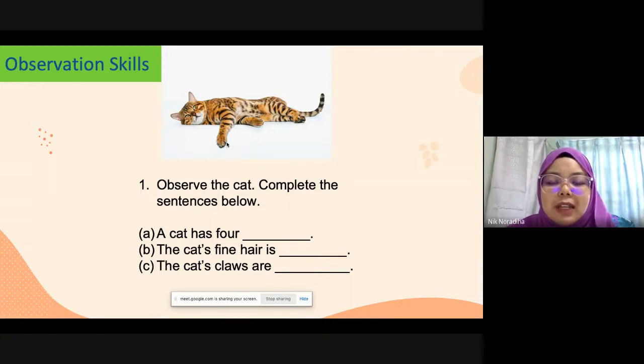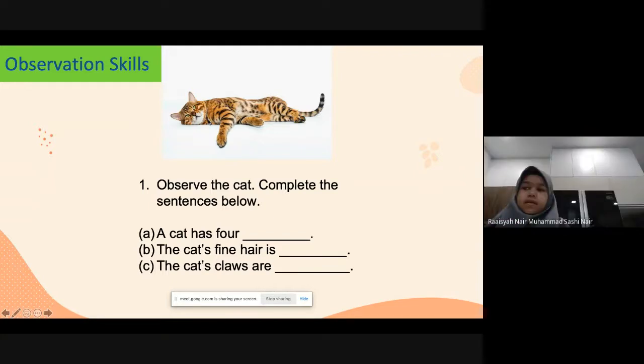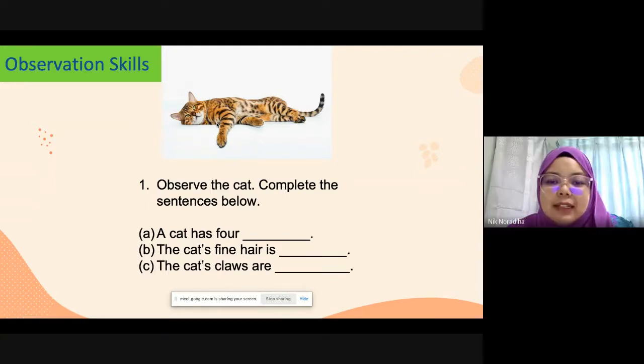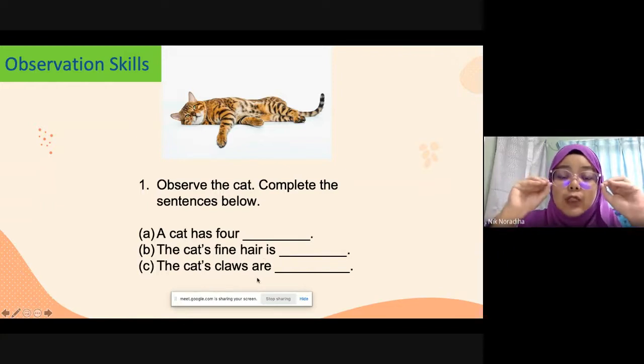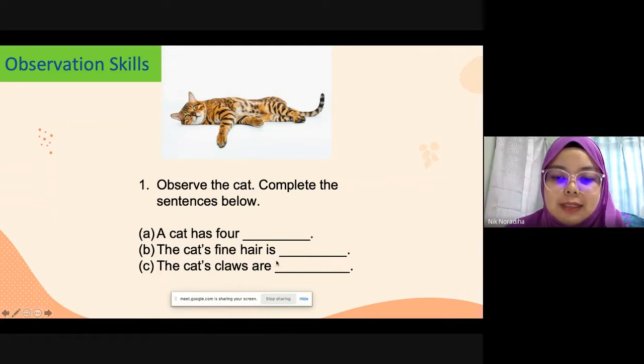Alright. So Raisha, can you tell teacher what animal is this? Cat. Yes, it's a cat. Thank you, Raisha. Okay, so what you have to do is you need to observe this cat. This is what you have to write inside your book, and you have to complete these sentences: sentence A, sentence B, and sentence C. After you observe the cat, you have to complete all the sentences here.